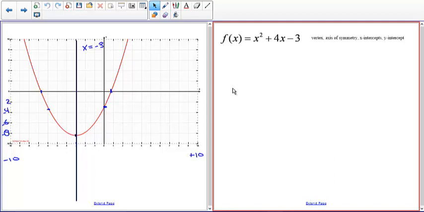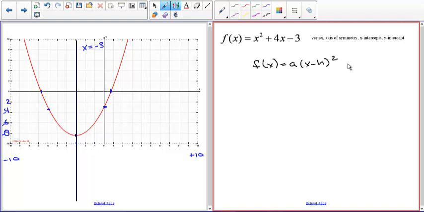So let's do another problem. It's a quadratic equation, but again it's not in standard form, so we have to convert it into standard form. Remember, standard form is a times (x minus h) squared plus k, where h and k are the vertex.